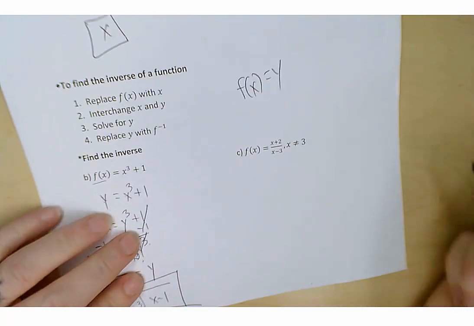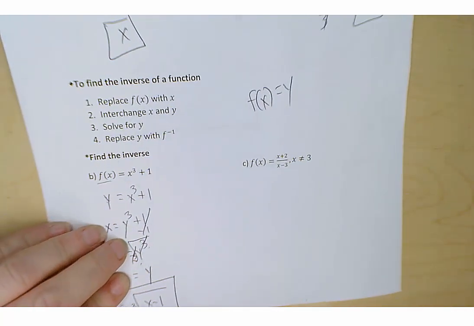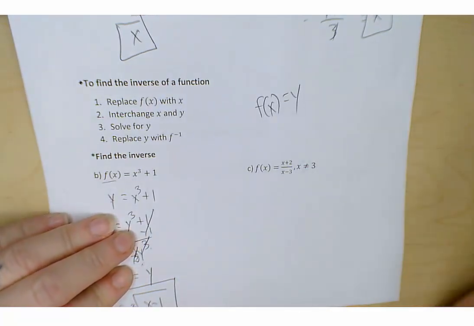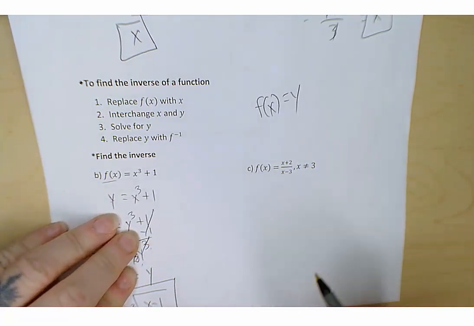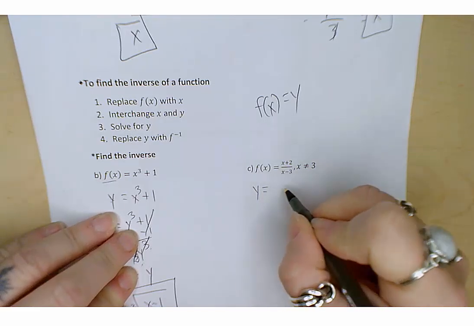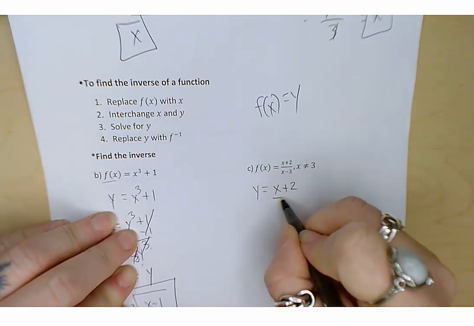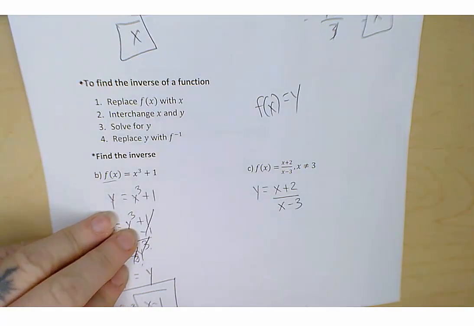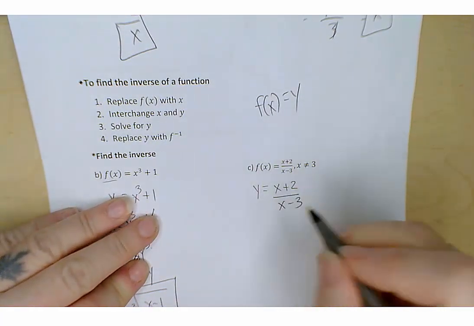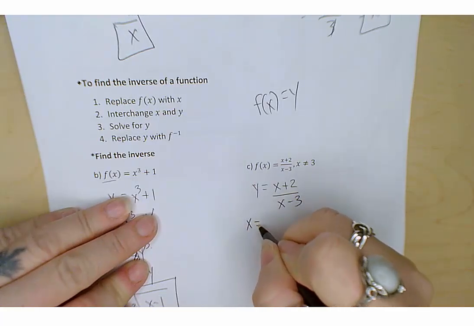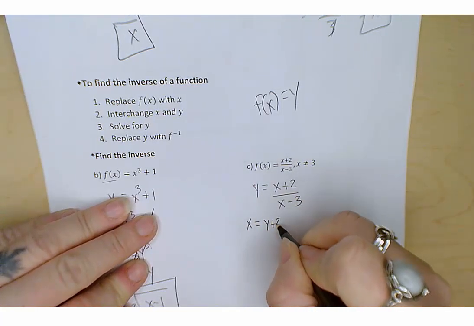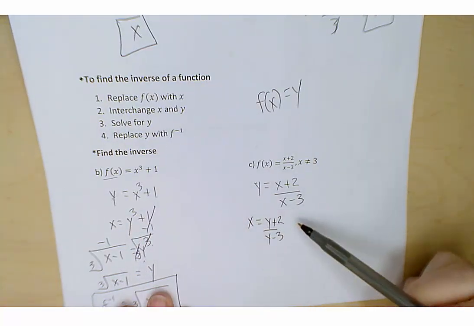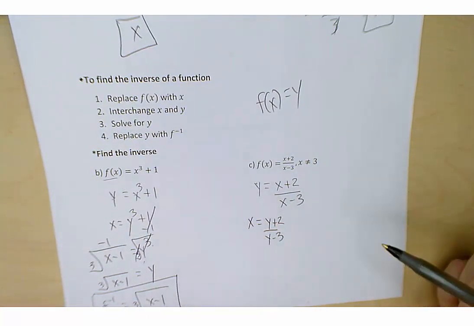Moving right along to our next example, here we have f of x is equal to x plus 2 over x minus 3. Step 1, replace that f of x with y. So this is going to be y is equal to x plus 2 over x minus 3. Step 2, interchange x and y. This y here will now be an x, and then this will be y plus 2 over y minus 3. Solve this equation for y.